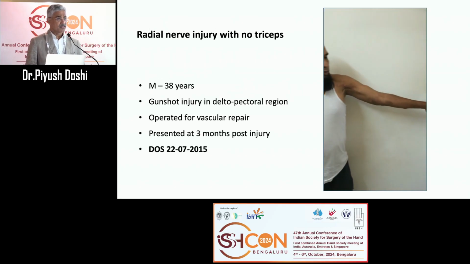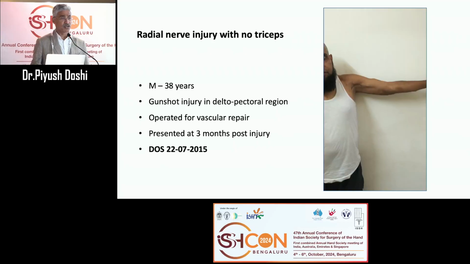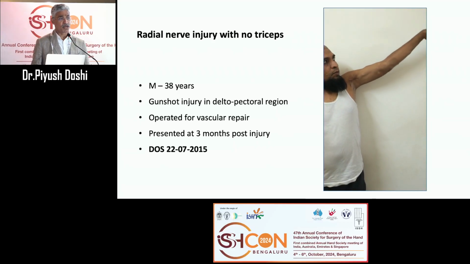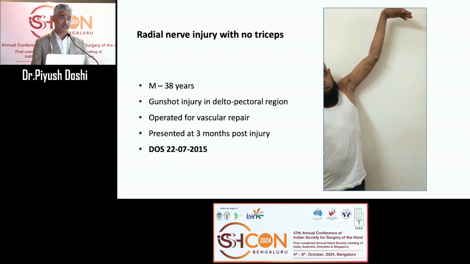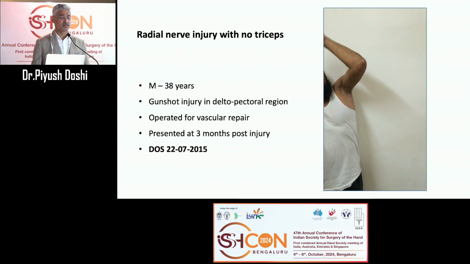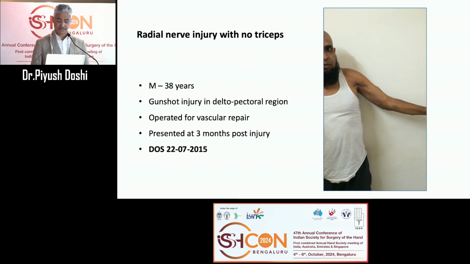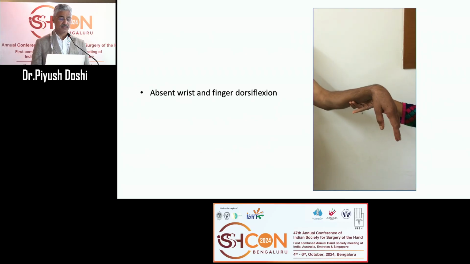This is a 38-year-old male. He had a gunshot wound injury over the deltopectoral region in Africa. He was operated on in emergency for vascular repair, and he presented at 3 months with a paralyzed triceps and absent wrist and finger dorsiflexion.